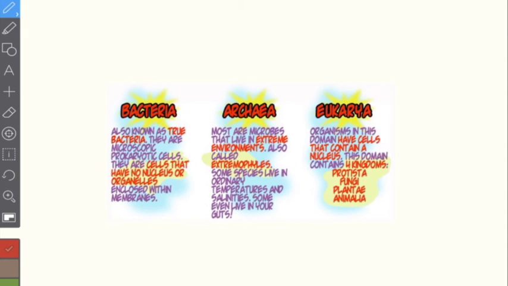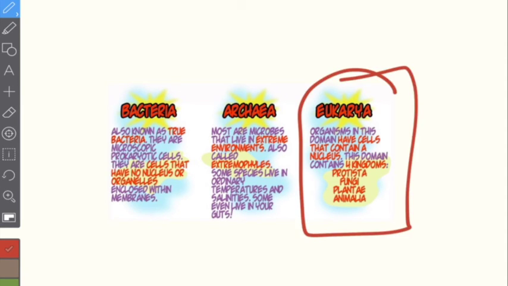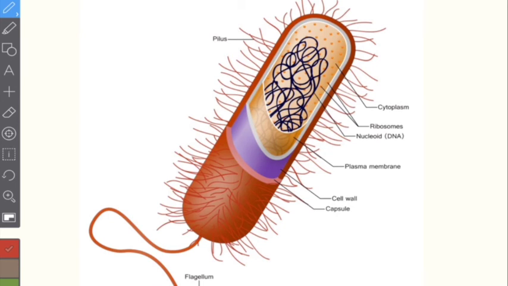There's 3 domains that we talked about. One's bacteria, archaea, and eukarya. And eukarya are what we are. Those contain protists, plants, fungi, and animals. So that's that. Next, a prokaryote is a cell that lacks a nucleus. So if you look at this one, there's no nucleus whatsoever in this cell.